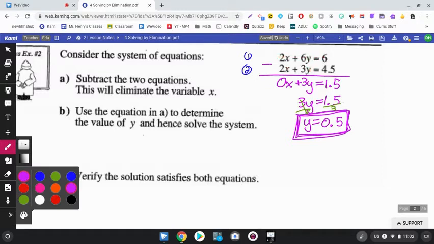Doesn't matter which one you pick. I am going to pick equation 1 again because equation 1 doesn't have a decimal. It's all whole numbers. Equation 2, I have to deal with a decimal. I don't really want to do that.